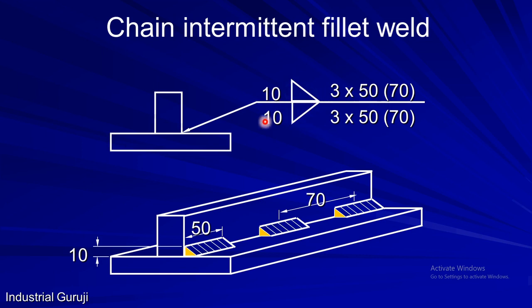Fillet symbol will come on both sides. Leg length will come on the left side, which is 10. To the right side of the fillet weld symbol, quantity of the weld, that is 3, into length of the weld, that is 50, will come. This will followed by the pitch, that is 70, and it will be shown in the brackets. This is for similar stitch welds.